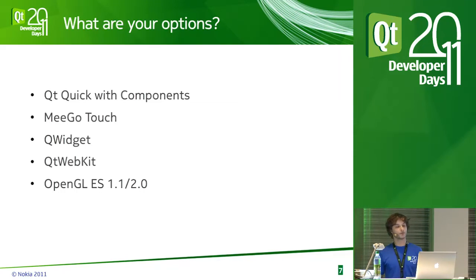But if you don't want to use QML, you can still use MeeGo Touch. This is a C++ framework that is based on top of QGraphicsView. So it basically provides you with the same UI components. The only difference is that it's a C++ framework.